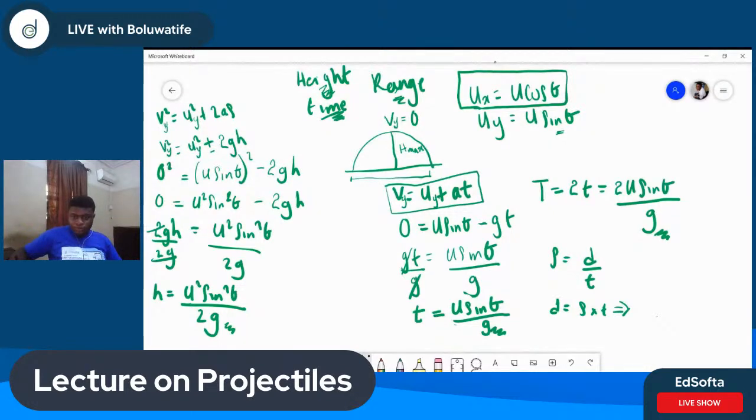So the range is u cos theta times time. And remember, we already calculated time here as u sine theta over g. So if I substitute that, what do I have? I have u cos theta times u sine theta over g.